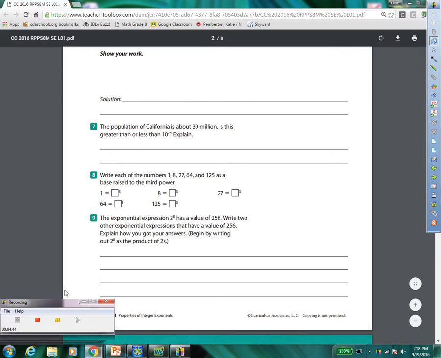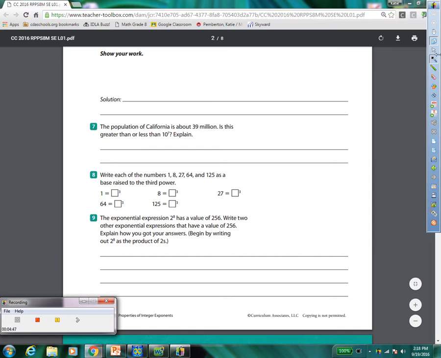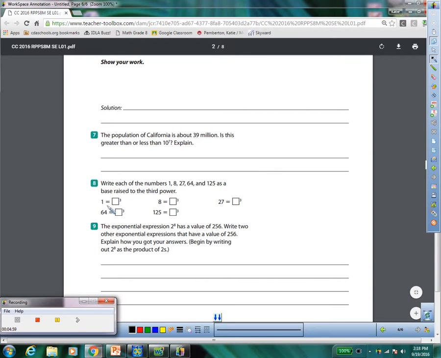So number 8, if we're looking at that, it's asking you to fill in the blank here. So, it's not working. Hold on. There we go. So on number 8, you're trying to fill in the blank here. So what cubed, or what times itself 3 times gives you 1? 1 does. 1 times 1 times 1 is still 1.